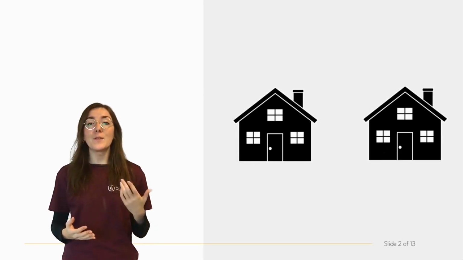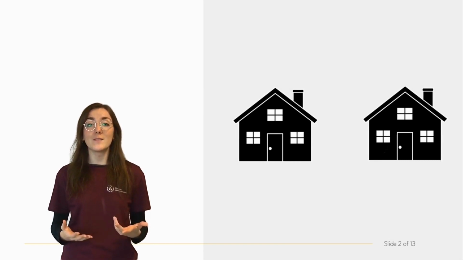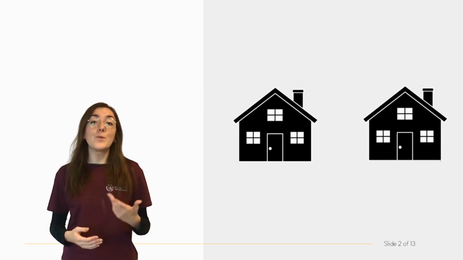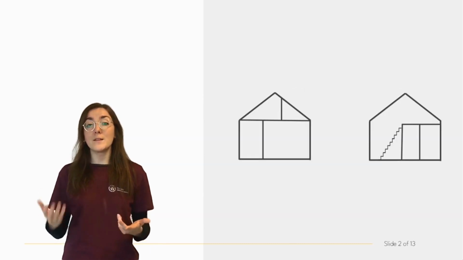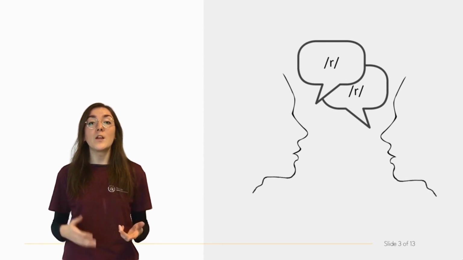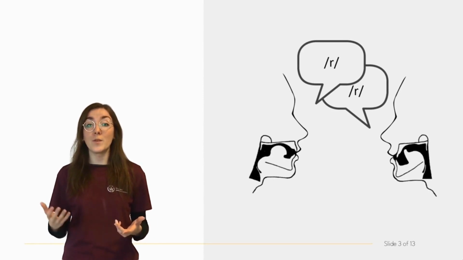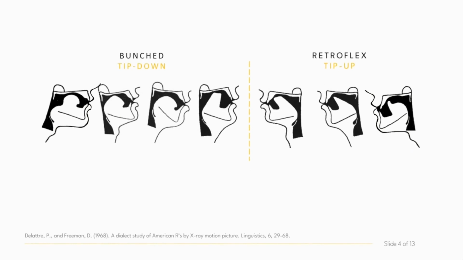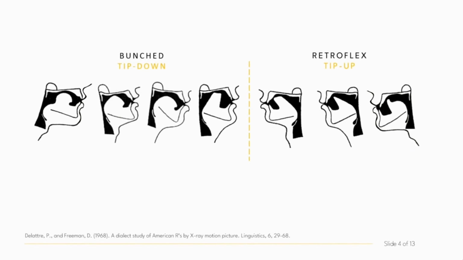One way to understand the complexity of the English R is to think about it in terms of architecture. Just as two houses can look the same from outside and be completely different inside, two English R's can sound the same from outside and show very different tongue shapes once you look inside. To build the same R sound, native speakers use not just one, but a whole range of different tongue shapes. These go from bunch to retroflex, in other words, from tip down to tip up.